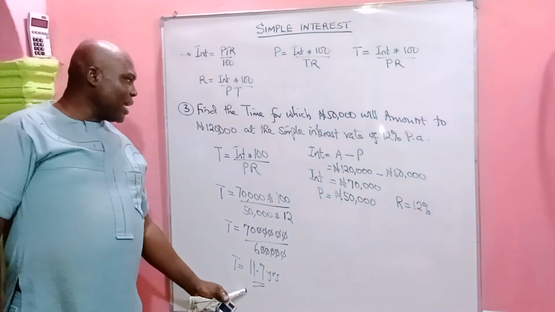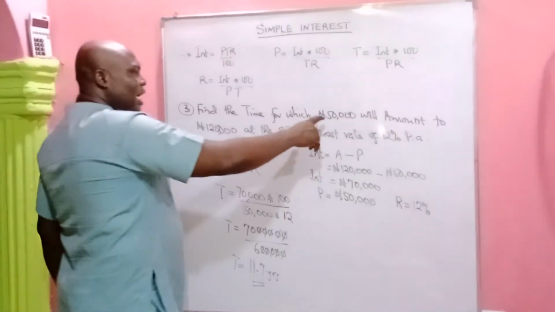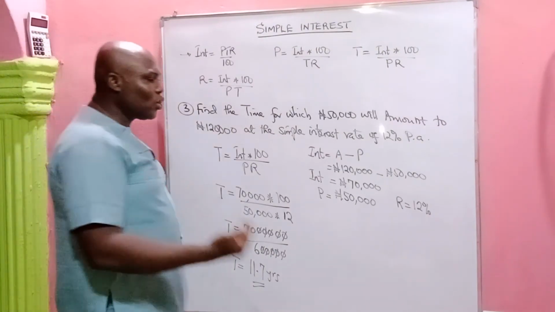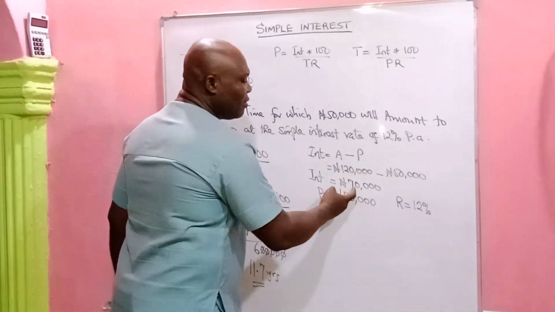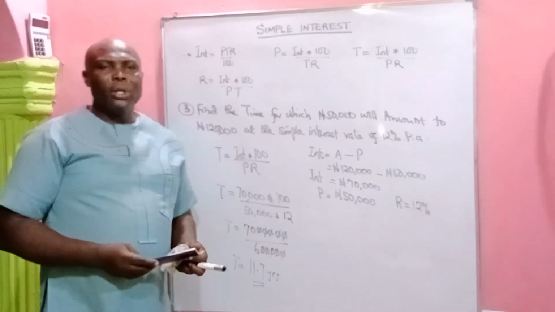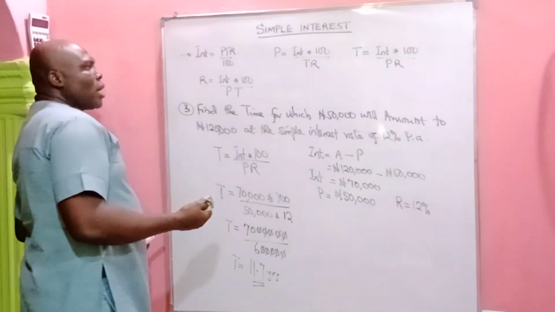So at the end of 11.7 years, your 50,000 can become 120,000, meaning you will have an interest of 70,000 naira if that money was invested at a simple interest rate of 12%. Please take note of that. Okay, so let's try another one.